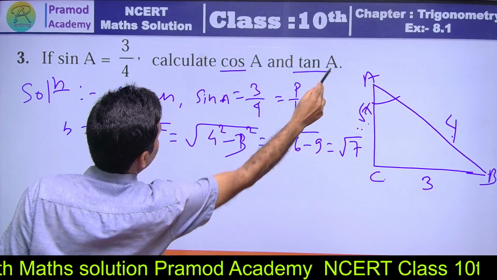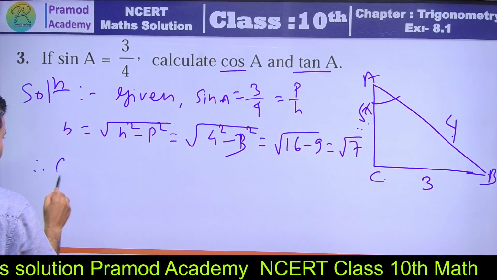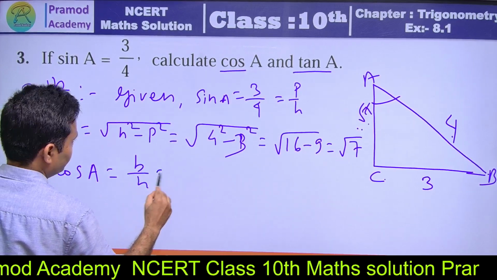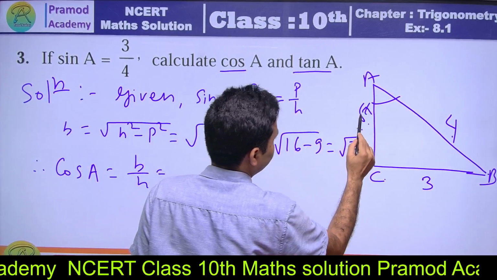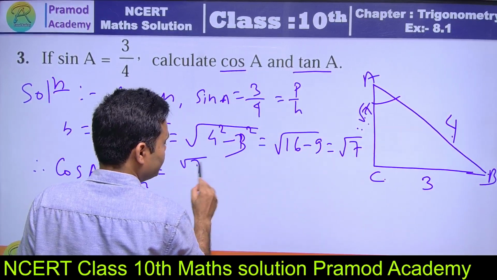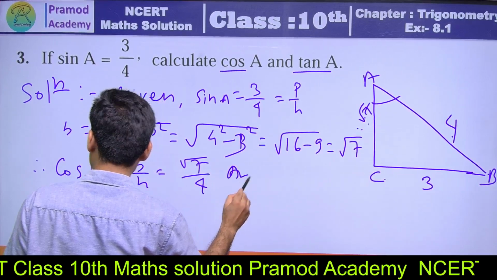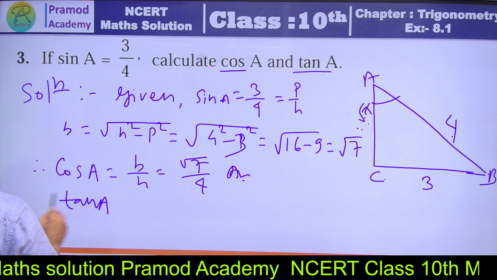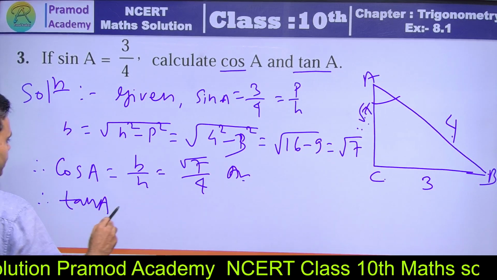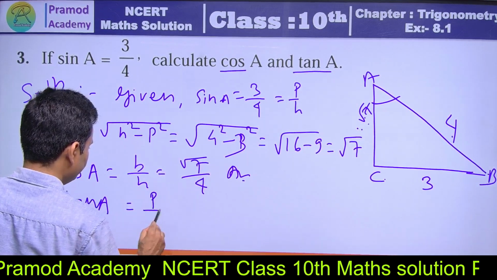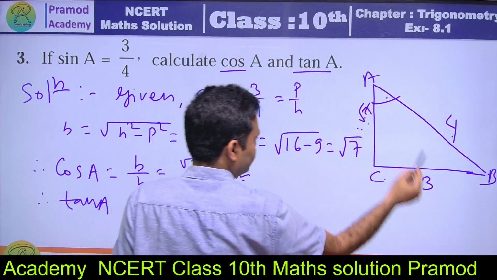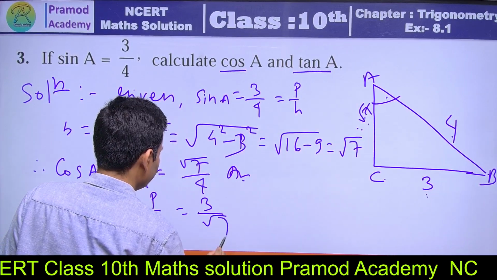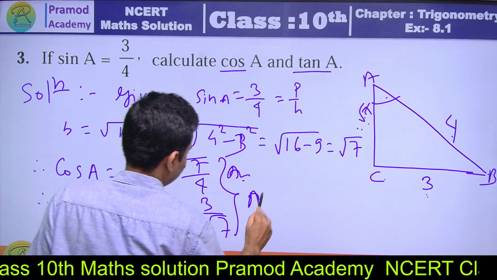Now cos A and tan A. Cos A equals B by H. Here for A, B is root 7, H is 4. This is the answer. And second is tan A. Tan A equals P by B. For A, P is this 3, B is root 7. This is the answer.